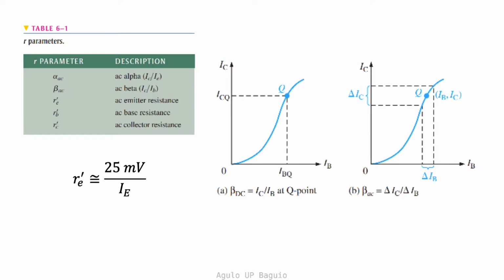The difference between the DC beta and the AC beta parameter is shown in the figure. The DC beta parameter is computed at the value of IC and IB Q point with respect to the origin of the IC versus IB curve. On the other hand, the AC beta is more dynamic and changes depending on where the Q point is. It can be computed as the slope of the tangent line at the Q point in the IC versus IB curve.